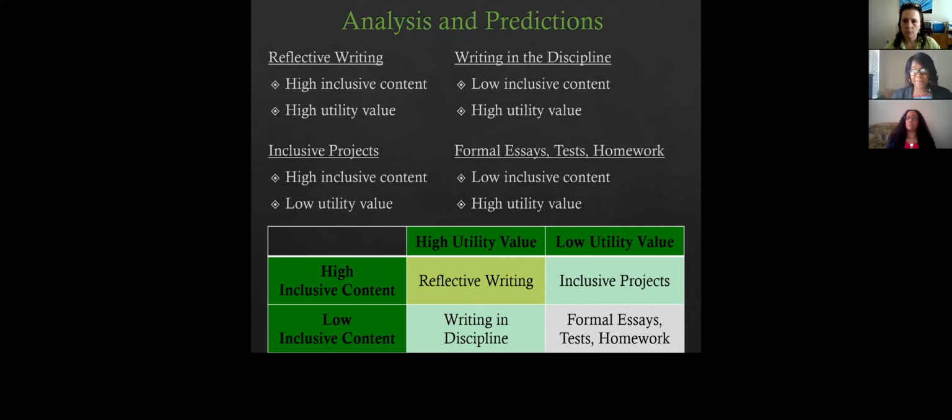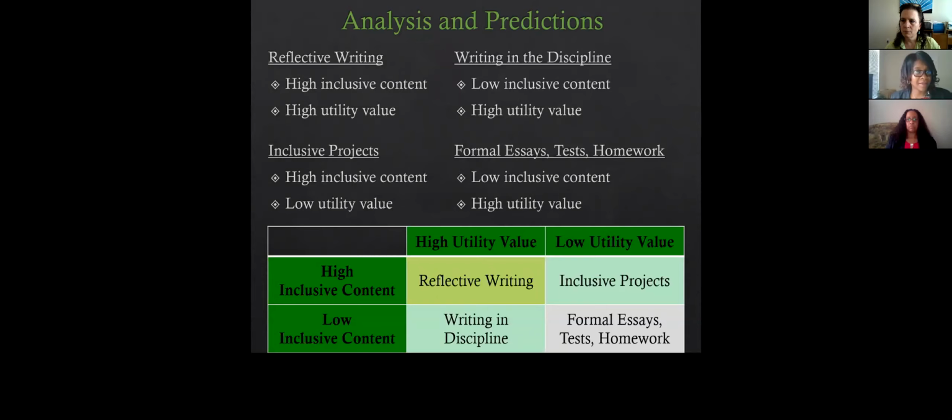And the reason why is because they typically have complicated sentence structures. They're not always aligned with teaching and learning. And they can also evoke stereotype threat as well as lack utility value. Other assignments that are considered high risk of producing equity gaps are formal essays and homework. They are likely to lack inclusive content and are perceived as having low utility value. So we can expect that these types of assignments are more likely to reveal equity gaps in student learning.